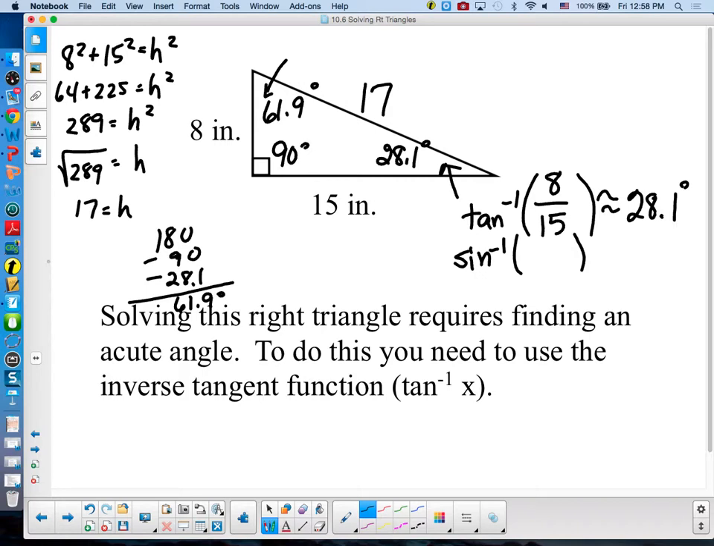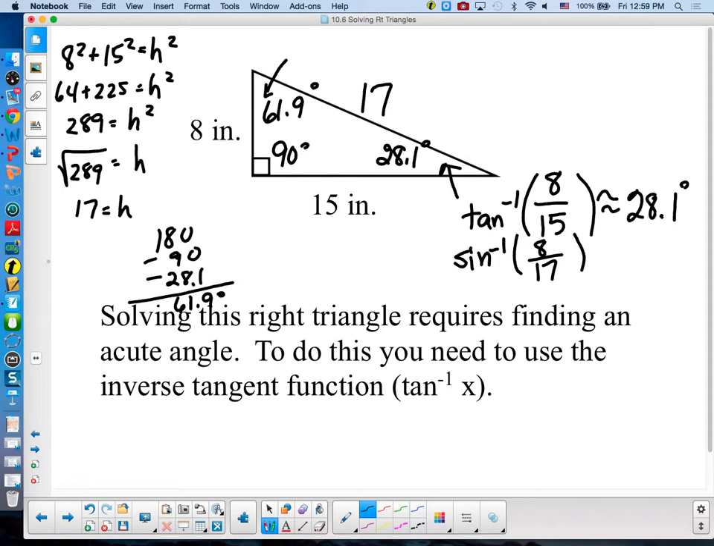Well, what would the sine be? What over what? Opposite would be 8. 17 would be the hypotenuse. So try on your calculator the sine inverse of 8/17. Does that still give you the 28.1? It should. But you need to do the second with it, see it says sine -1. Sine inverse. And then do the 8 divided by 17.